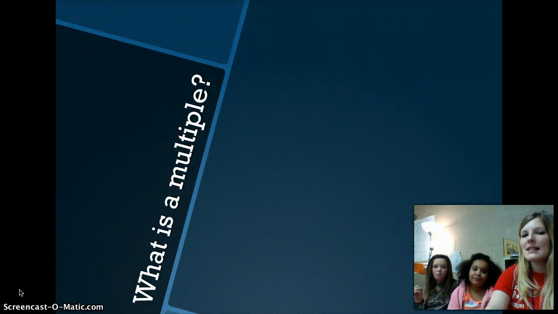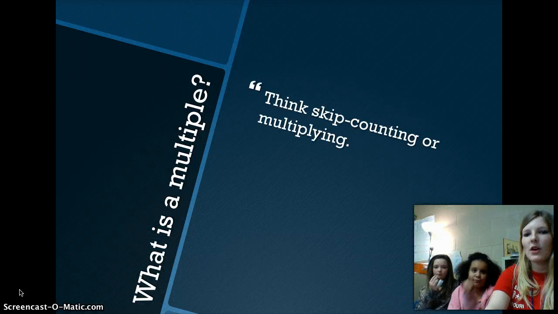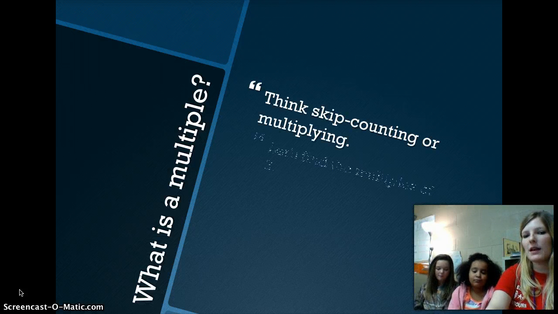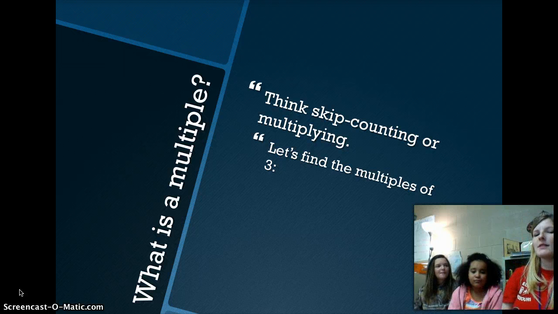All right, what is a multiple? So we're going to think about skip counting or multiplying. So let's do it with multiples of 3. And we have somebody to share a song. So you want to go for it?